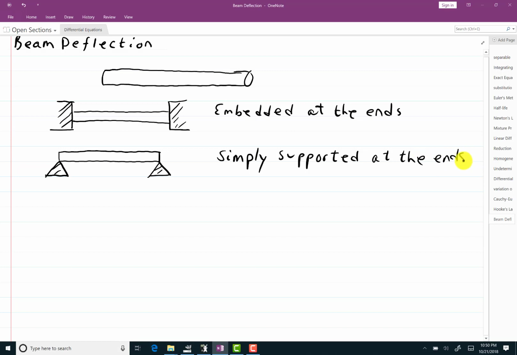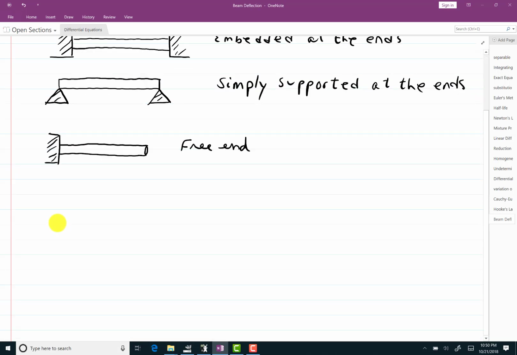And we could have a situation where one end is just free. So something like this, where perhaps it's embedded at one end, but the other end is free. Something along this line. So with each of these, we're going to study if weight is applied in some way to the beam and see how much it bends. So that's the goal of this section. Remember, there's a lot of things assumed about this, and I'll try to recall them as we go.